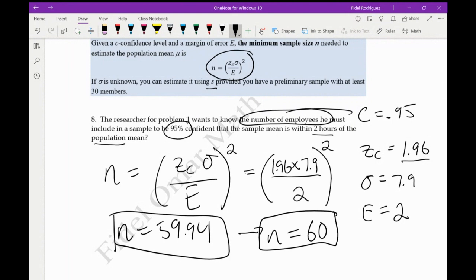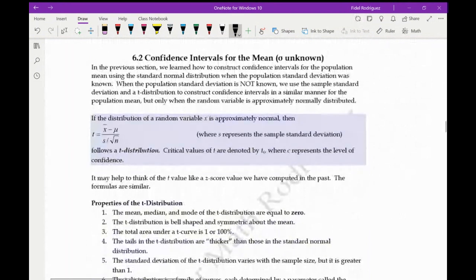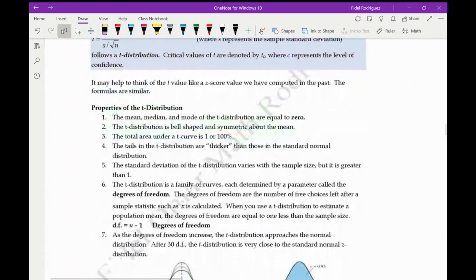So, I'm sorry, I was hoping to see if we could do a little bit of 6.2, but 6.2 is very, very similar, and you'll kind of see that as you're going through here. There's a couple of different calculations, but the process is still going to sort of be the same.